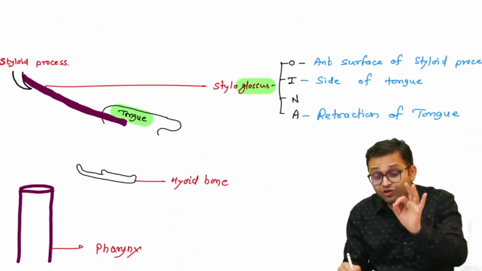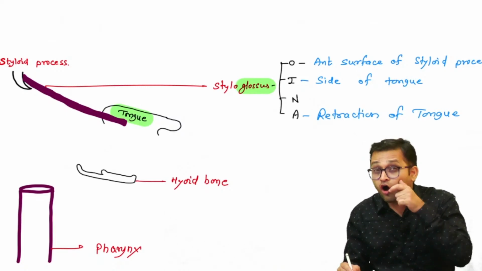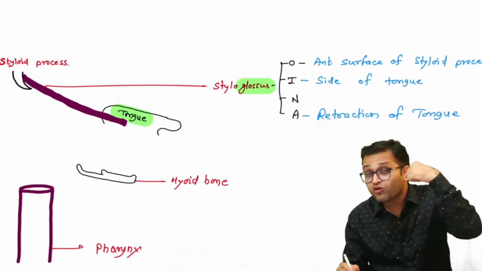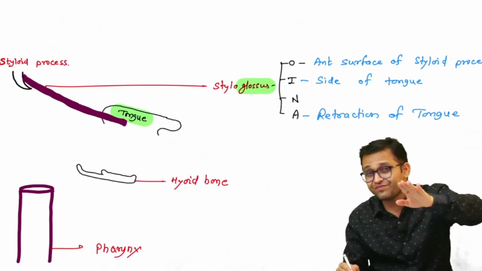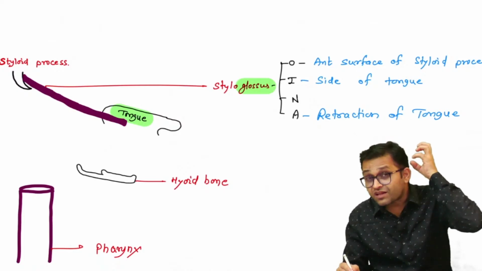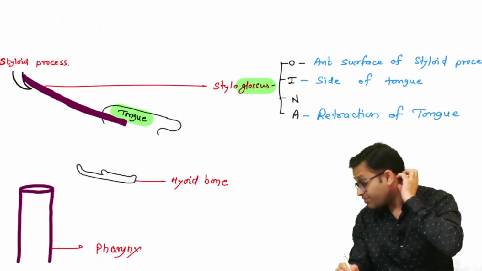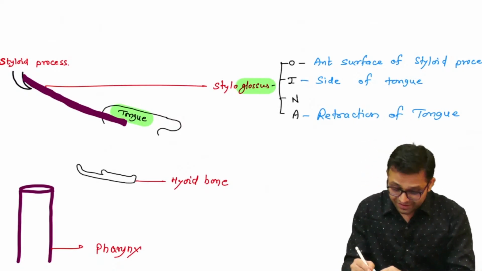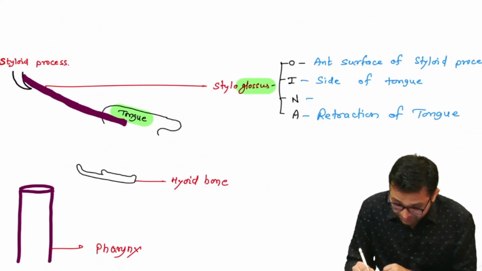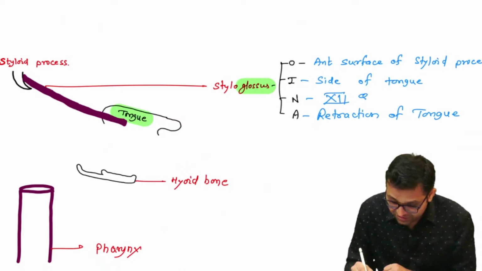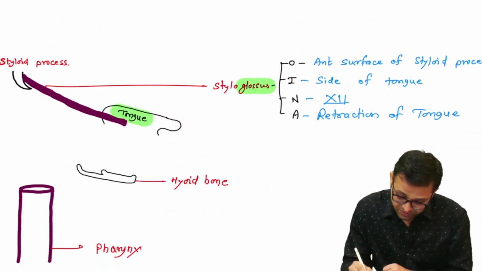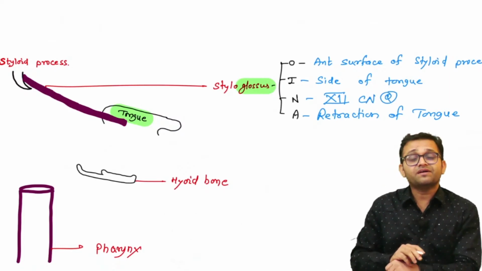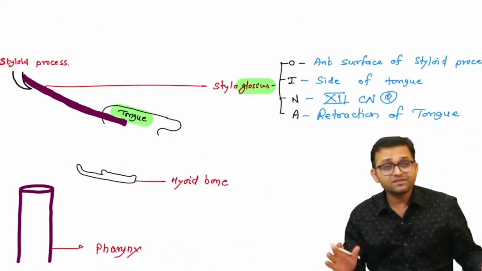Now nerve supply, try to catch this: styloglossus means tongue. So it is the muscle of the tongue. All the muscles of the tongue are derivatives of the occipital myotomes or occipital somites. We had seen this in our pharyngeal apparatus part. And the nerve of these occipital myotomes is the 12th cranial nerve. So remember, it is supplied by which cranial nerve? The 12th cranial nerve. MCQ. Hope you all are getting the point.